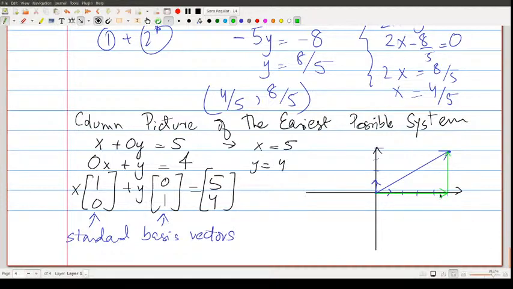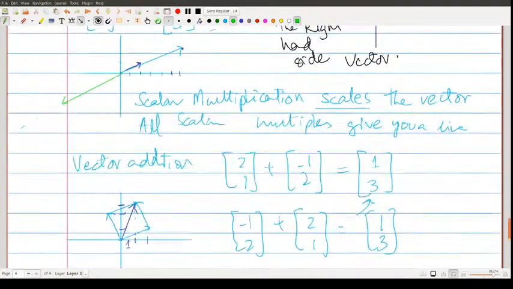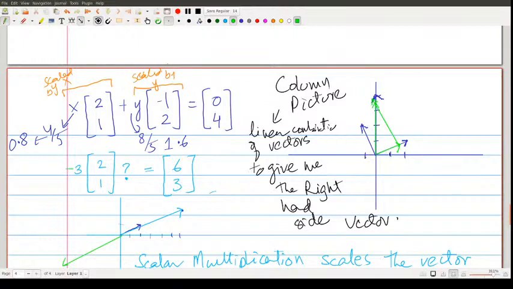So what I'm trying to say is that this column picture is not new. The only difference is that instead of the standard basis vectors, you have some vectors that are not just in the horizontal direction, not just in the vertical direction, but going in some other tilted direction, and now you want to see how you can combine these to get to the resultant vector that we want.